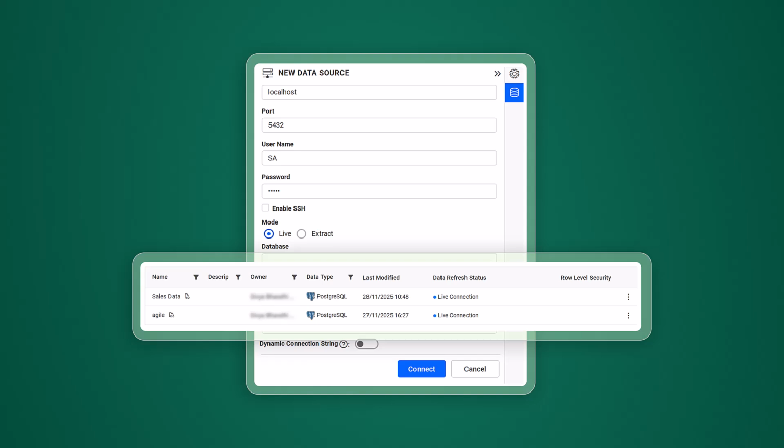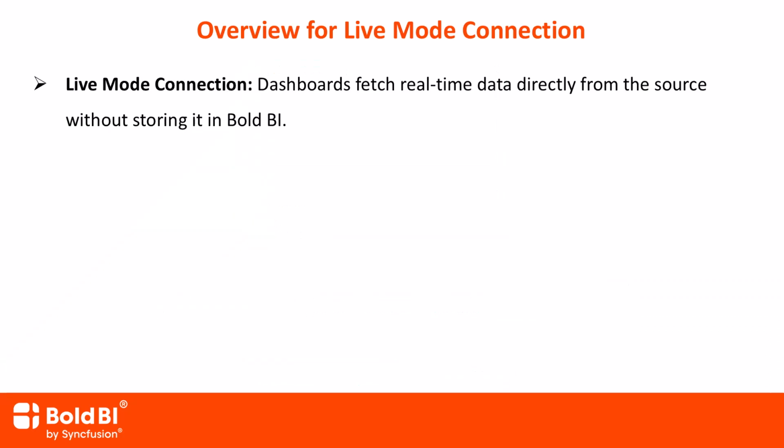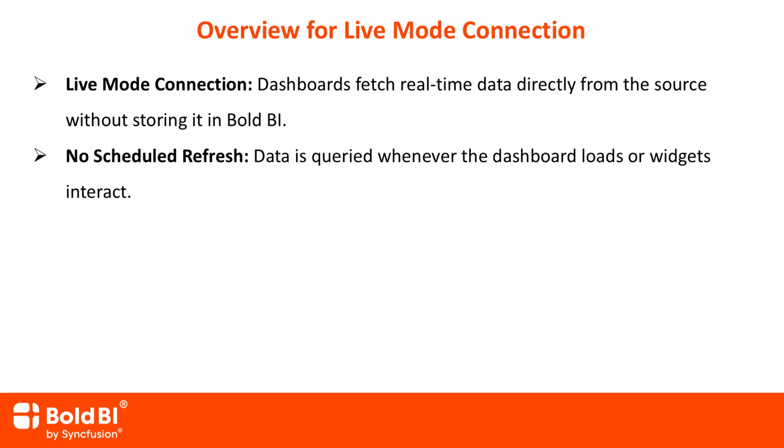Hello and welcome. In this video, you will learn how to connect to a data source in live mode in Bold BI. Connecting a data source in live mode allows dashboards to fetch real-time data directly from the source without storing it in Bold BI. There is no scheduled refresh because data is queried directly from the data source whenever the dashboard loads or a widget is interacted with. This ensures real-time updates.